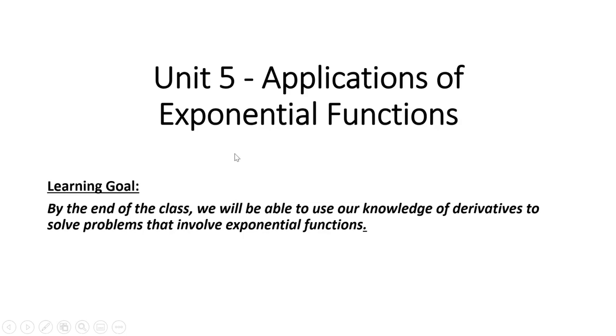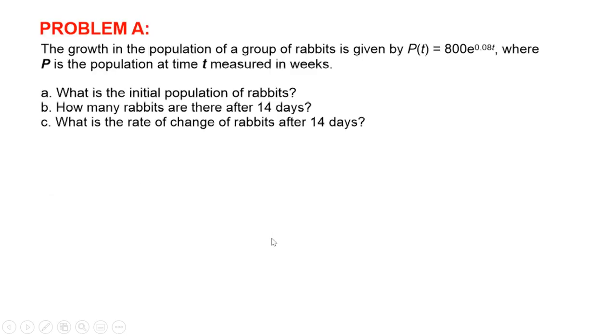The class, we're going to use our knowledge of derivatives to solve problems that involve exponential functions, one of which we started yesterday. And so we already know that the initial population of rabbits is, when you put 0 into the function, 800 rabbits. So we already know that.